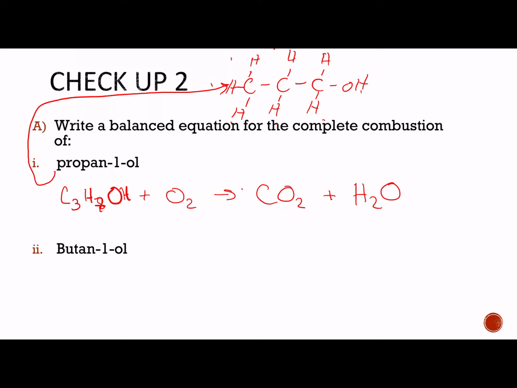And so you have 3 carbons, you have 4 waters, and you have, let's see, with oxygen, 6 plus 4 on the product side. 6 plus 4 is 10. 10 minus 1 is 9, so this would need to be 4.5. And then for butan-1-ol, you can go ahead and do that one on your own.